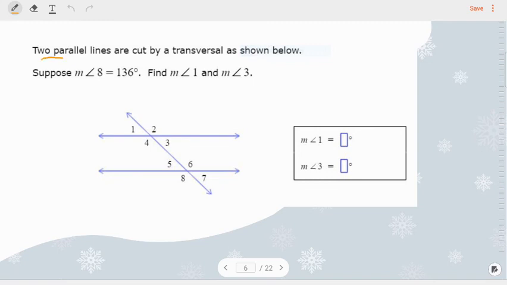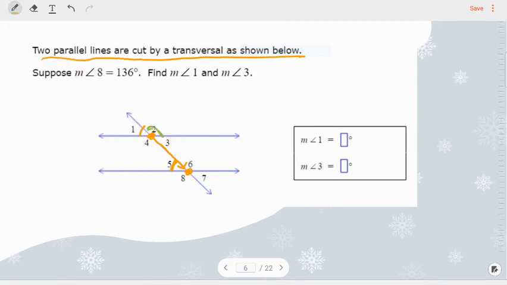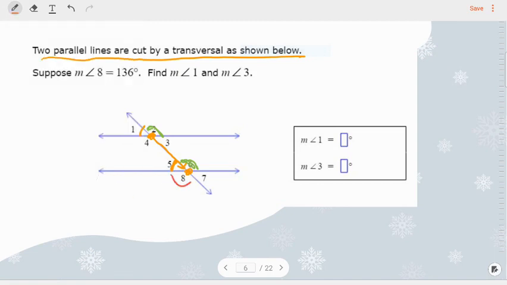It says, two lines are parallel, cut by a transversal as shown below. So here's intersection 1, here's intersection 2, and they line up perfectly. If I slide one, it lands onto the other. So angle 1 lines up with angle 5, angle 2 lines up with angle 6, angle 8 and angle 4 line up, and angle 7 and angle 3 line up.